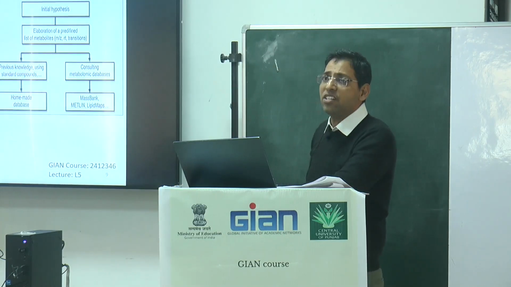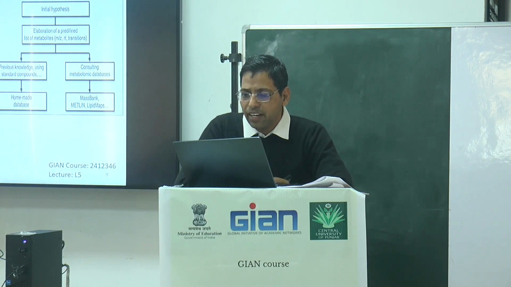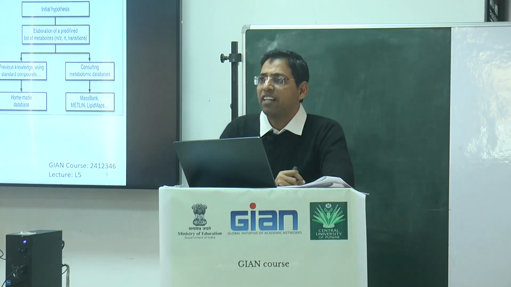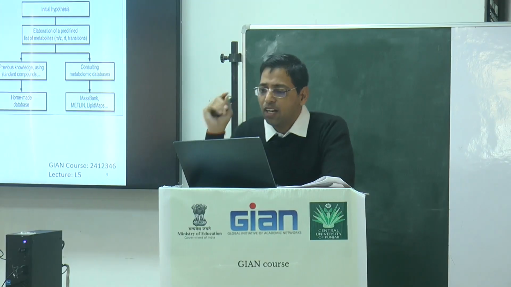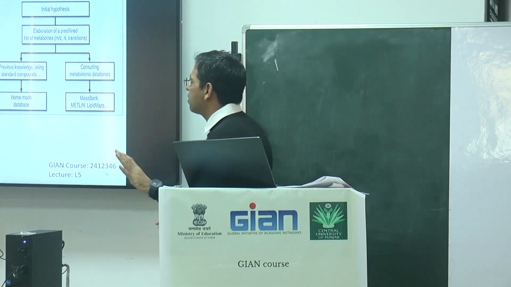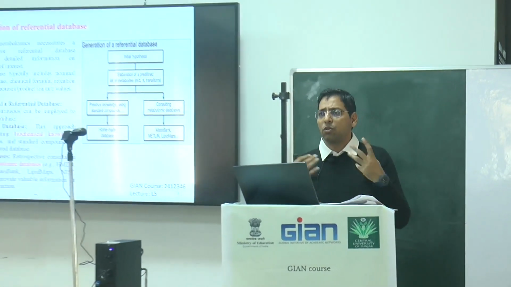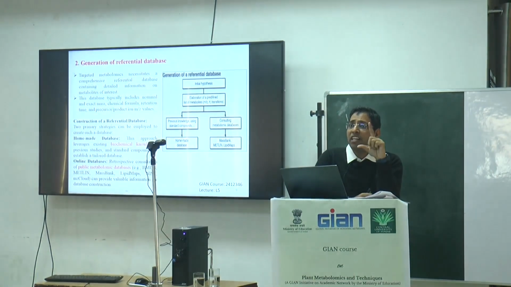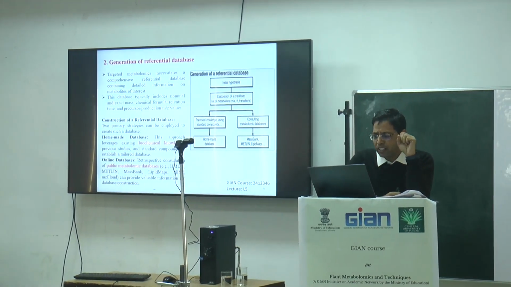The second is the generation of the referential databases. So you have to start with an initial hypothesis, and targeted metabolomics necessitates a comprehensive effort to build databases containing detailed information about the different analytes. This database typically includes nominal and exact mass, chemical formula, retention times, and precursor and product ion mass-to-charge values also. Here we have the detailed information about each and every analyte. So this file has all the useful information about those analytes.